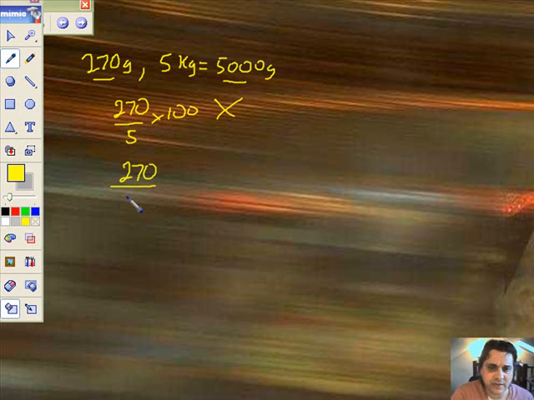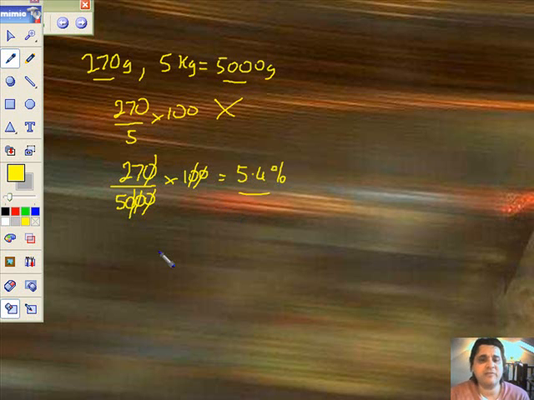You go 270 over 5,000, and then you convert that into a percentage by multiplying by 100. So let's have a look. We can go 1, 2, 1, 2, then chop off that one with that one. 27 over 5 times 1. Calculator time. 27 divided by 5 equals 5.4%. So essentially 270 grams is 5.4% of 5 kilograms.